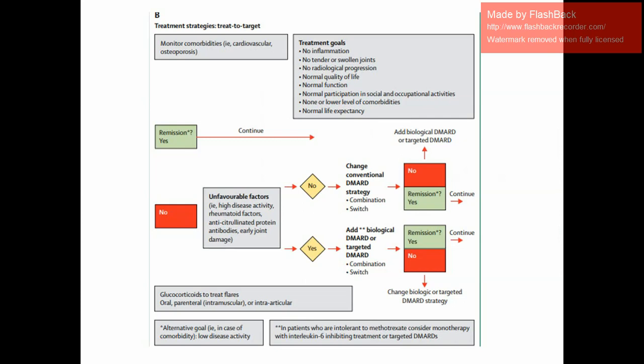We can use a combination, but remember that we cannot combine biological DMARDs with one another, or combine targeted DMARDs with one another. And then we look at remission. If there is remission, we continue the same regime. If not, we only use different drugs in the same class.